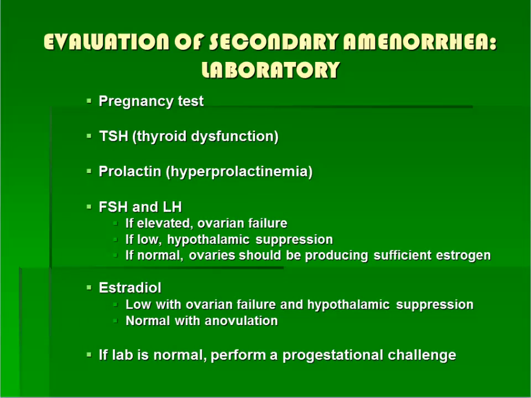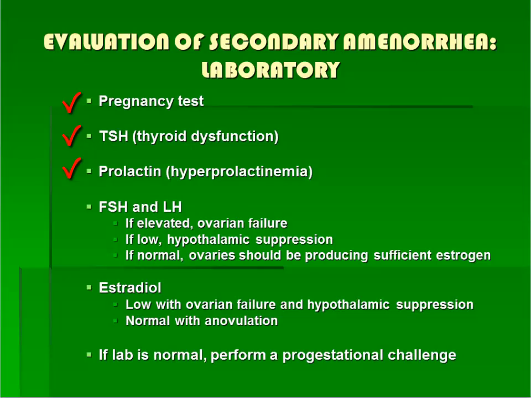In addition to the history and physical exam, laboratory testing can be helpful in making the diagnosis for a patient with secondary amenorrhea. Pregnancy is the most common cause, so a pregnancy test should always be performed. Thyroid disease and hyperprolactinemia are also common and can be evaluated for with a TSH and a prolactin level.